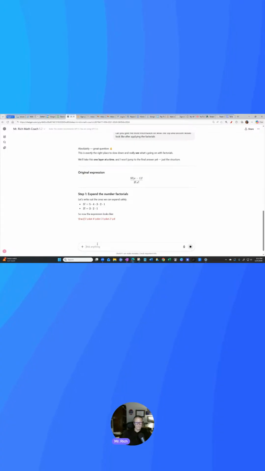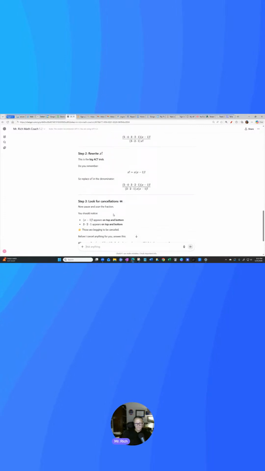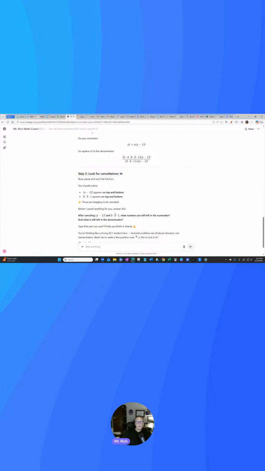Okay, so there's the original expression. So it did the 5 factorial and the 3 factorial. Then, oh, notice what it did here. Very interesting. It just rewrote the x factorial in the bottom as x times x minus 1 factorial, and that left the x minus 1 factorial there so that those would divide out right there.